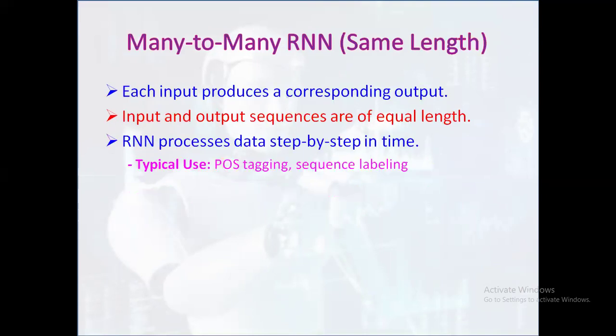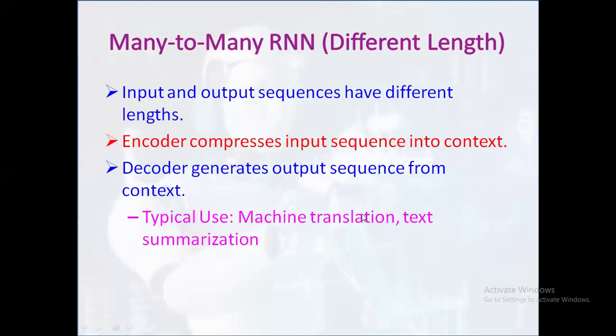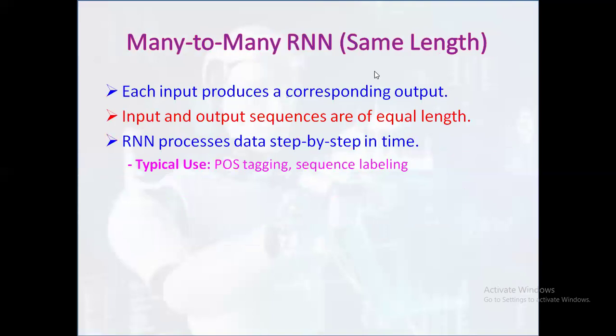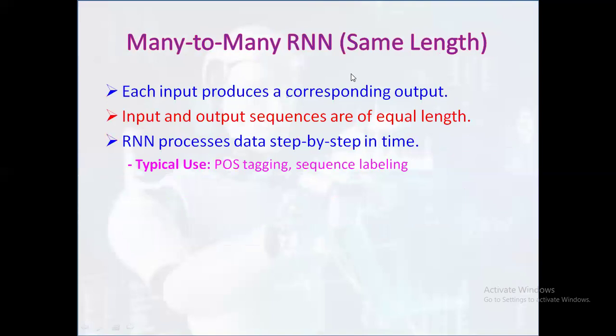The next type is the many to many RNN. If you are looking at this diagram, many inputs, many outputs. Here each input produces a corresponding output. Input and output sequences can have different lengths, or the same length. If the input and output lengths are the same, each input produces a corresponding output.